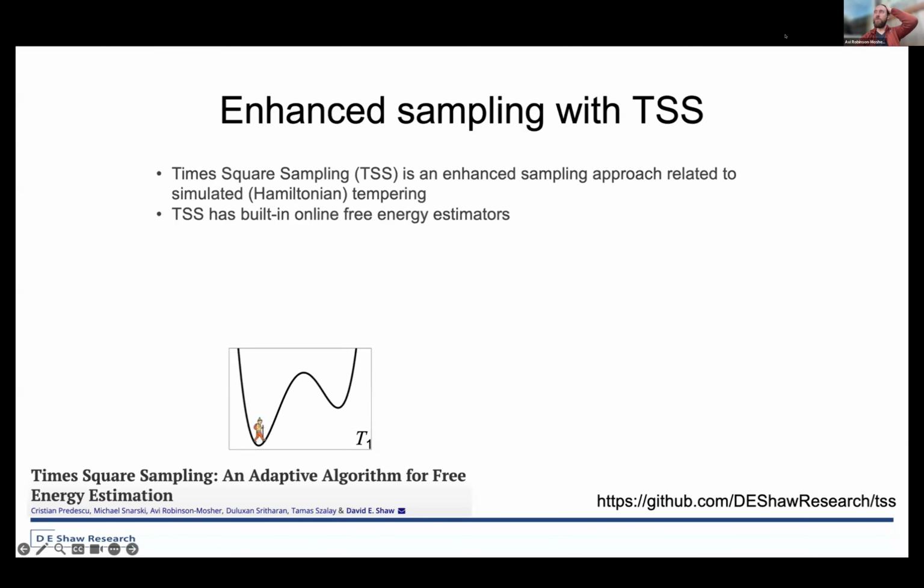So Anton is super fast for straight-up direct MD, and that's most of what Ken was showing and presenting there. It also has some accommodations for if you want to get more than you can get from just running regular straight MD. And we developed an algorithm in-house called time-square sampling to do enhanced sampling on Anton.